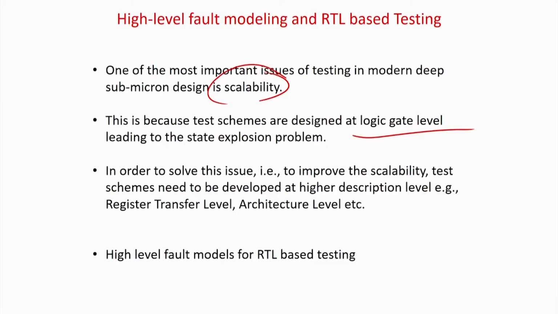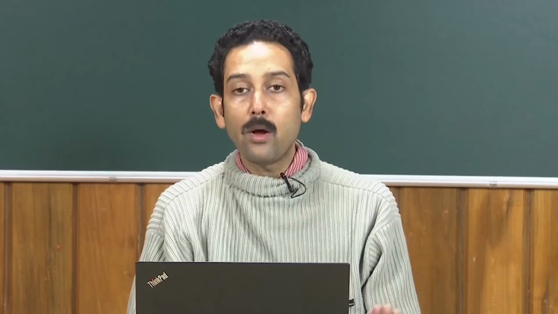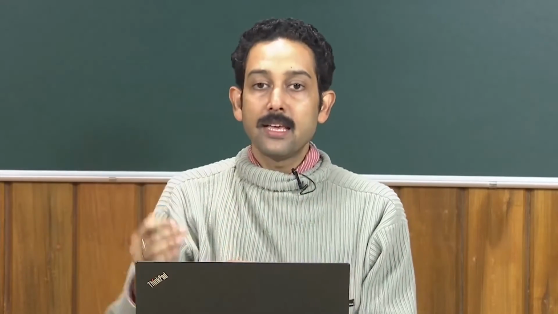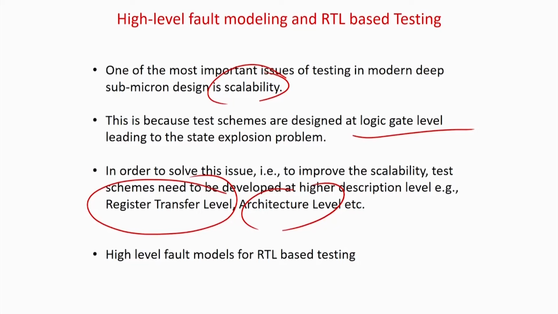That is why people try to model the whole test problem at a very high level of abstraction, called the register transfer level, or the architectural level. You all know about register transfer level, where we have blocks like adders, multipliers, subtractors, multiplexers, registers, instead of flip-flops and gates. And of course, if you are modeling the circuit at such a high level, your test fault model should also be at a higher level of abstraction.